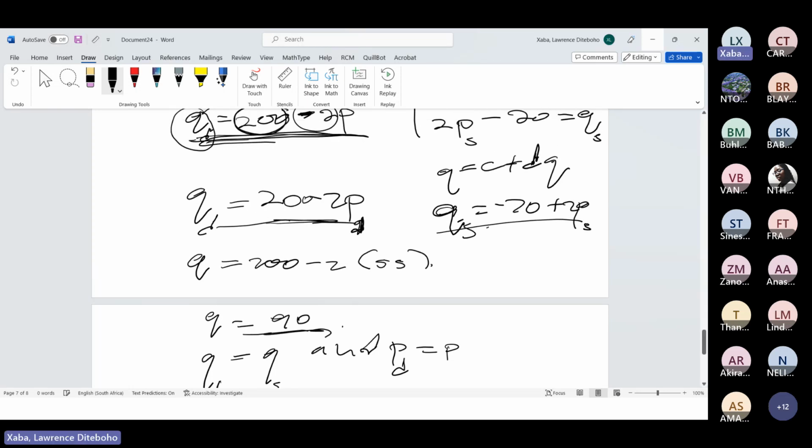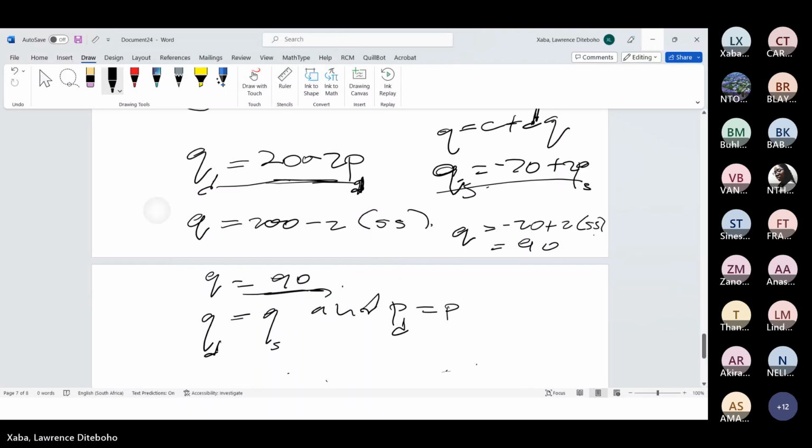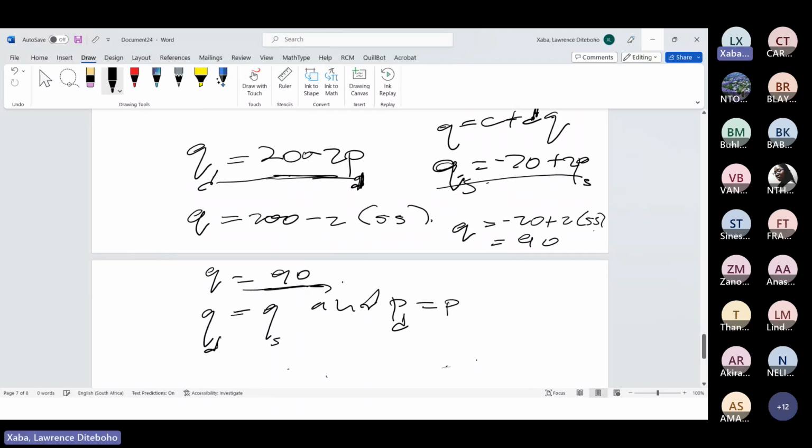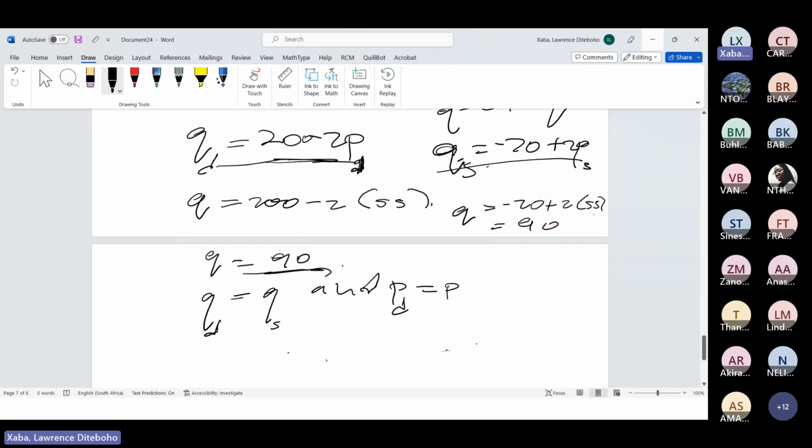And we take the second equation, negative 20 plus 2 times p. In that case, we have negative 20 plus 2 times 55, and we still have 90. But now the challenge that I'm having, you see that? We have 90. In the study guide, it appears as 55 as a quantity, it is not a price.